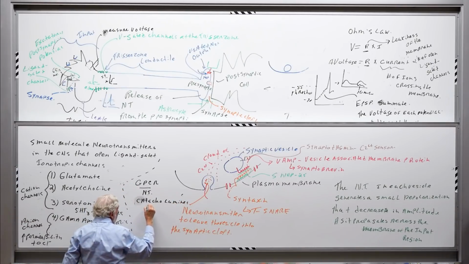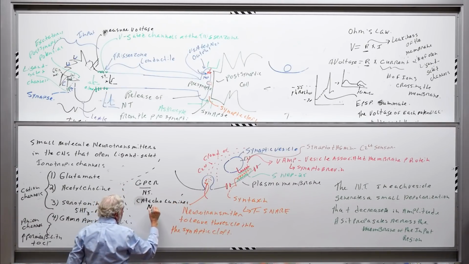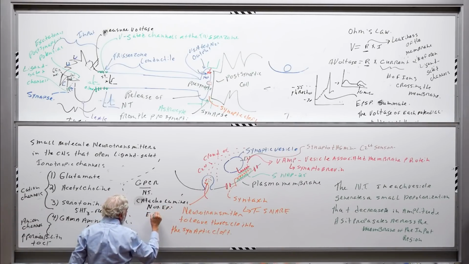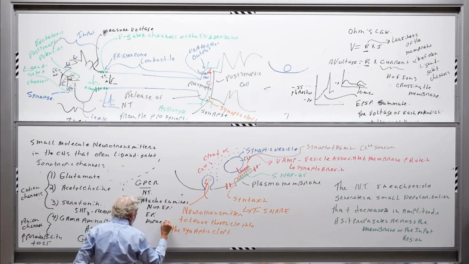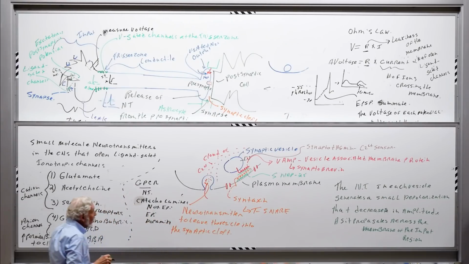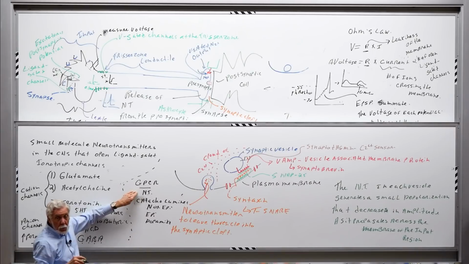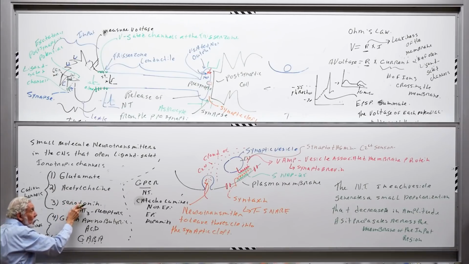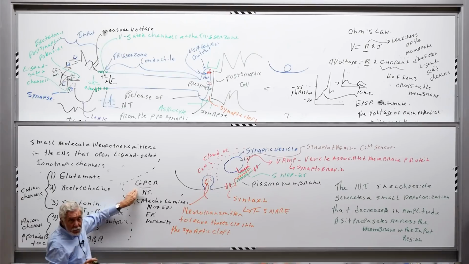This will be norepinephrine, it'll be epinephrine, it'll be dopamine, it'll be this whole class of these catecholamines. They all work through G protein coupled receptors. By far and away, the most common of the serotonin receptors are not these ligand-gated ionotropic channels, but are GPCRs.